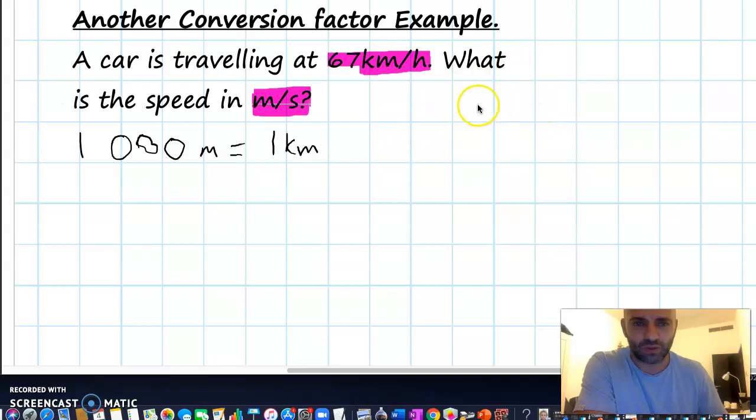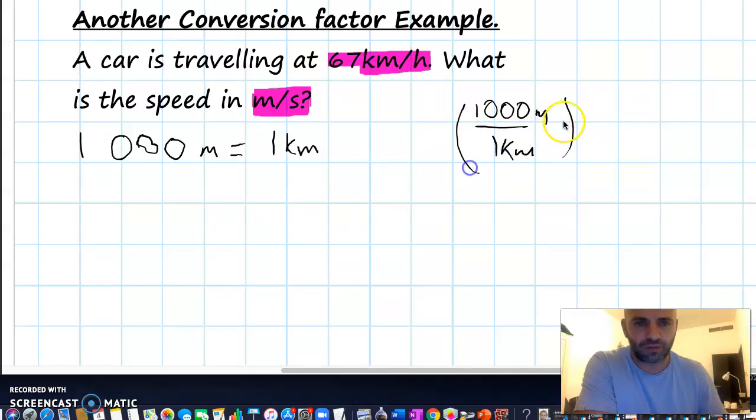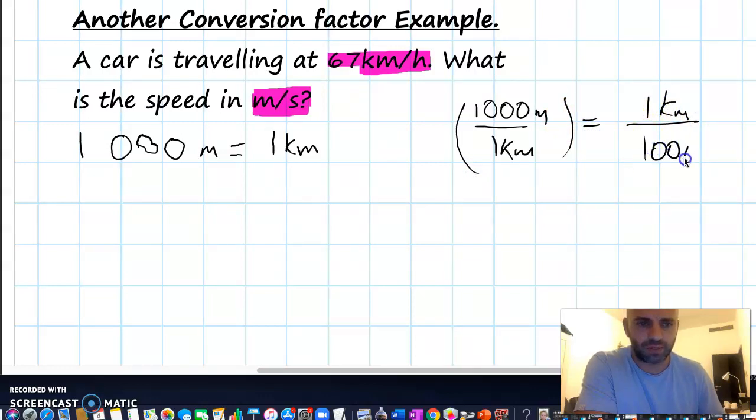And again, that gives us two conversion factors. I've got 1,000 meters divided by 1 kilometer, or I've got 1 kilometer divided by 1,000 meters. So I'm going to start from there. I'm just going to do it one step at a time, and hopefully you'll see how this works.